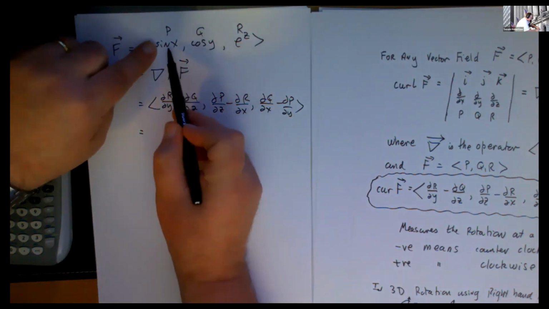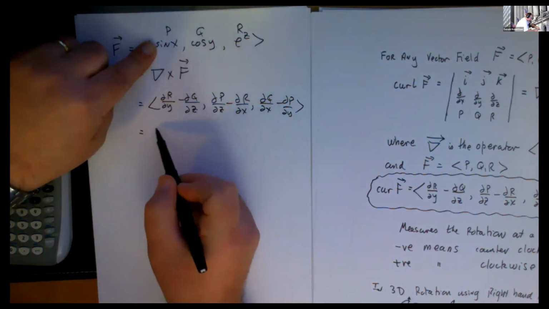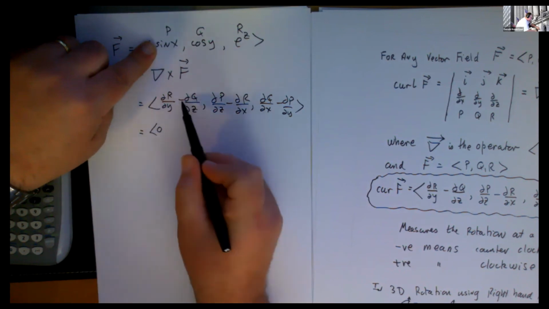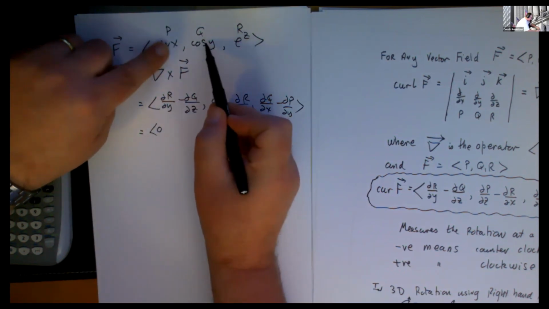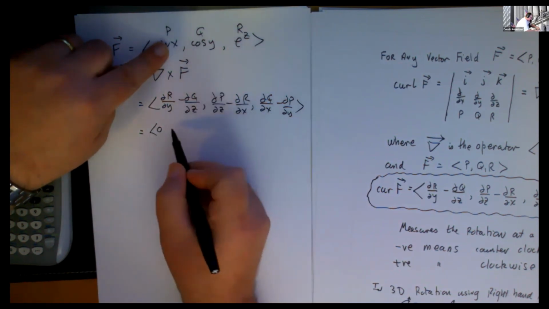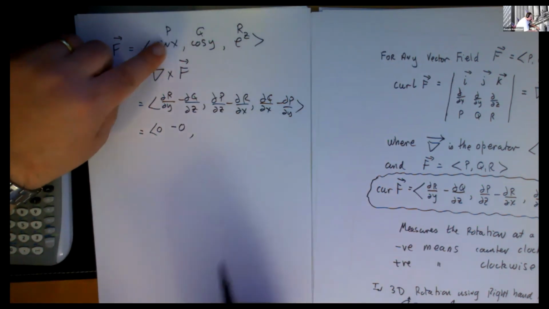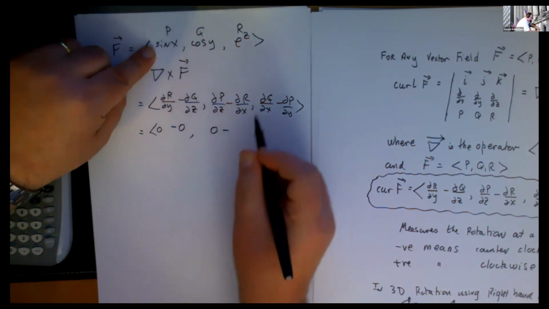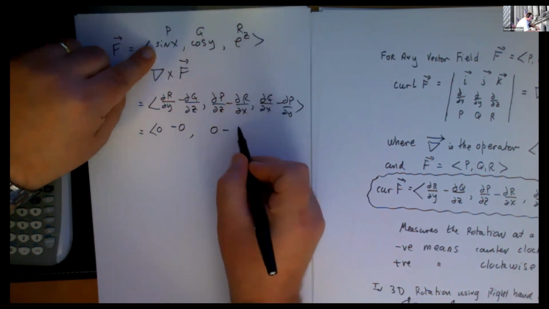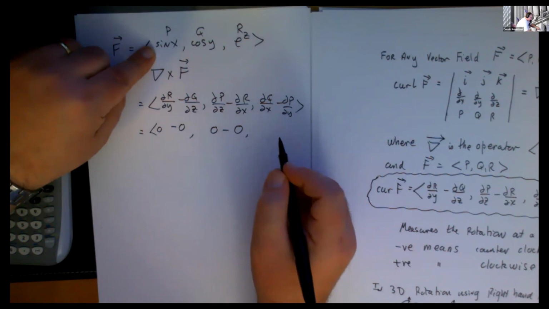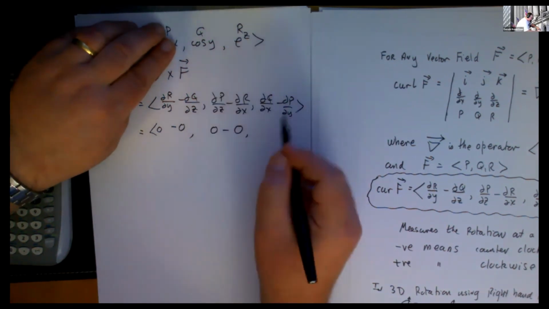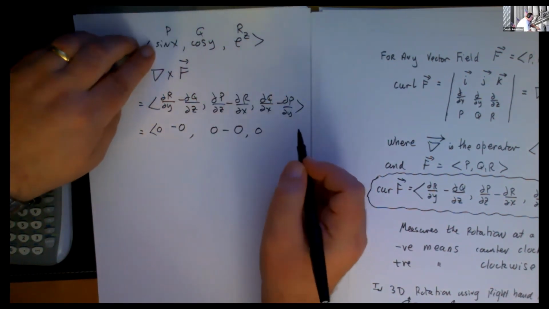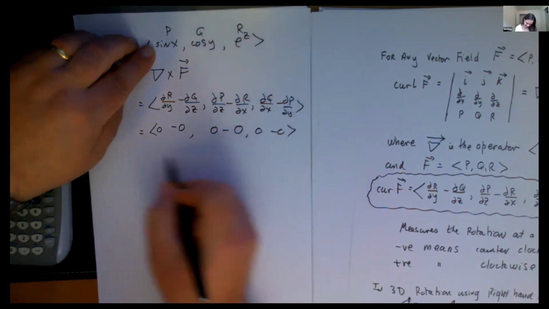If you differentiate this guy with respect to y, you get 0. If you differentiate this guy with respect to z, you also get 0. If you differentiate this guy with respect to z, you get 0. I guess I've been too easy on myself. Differentiate this guy, you get 0. And differentiate, oh, come on. I apologize.